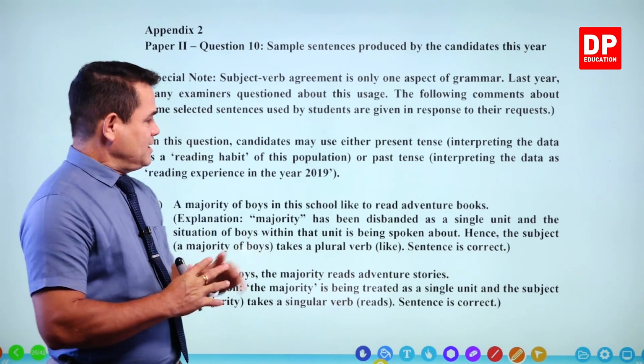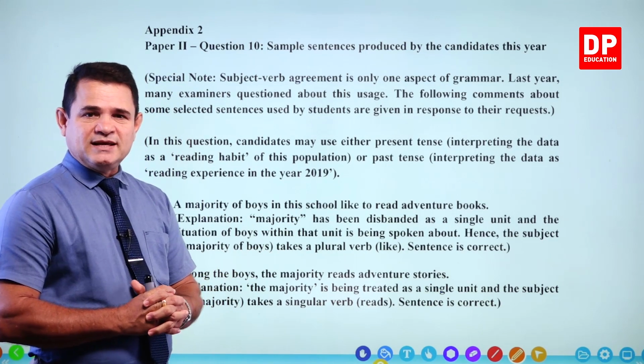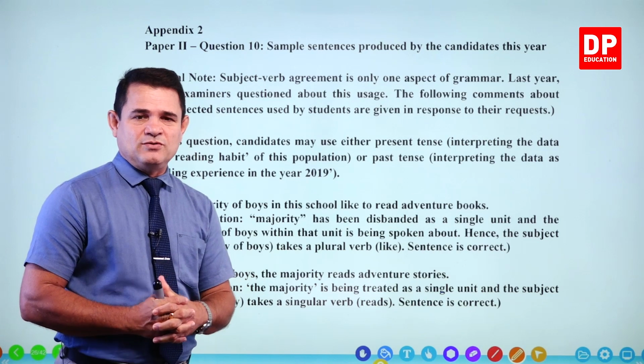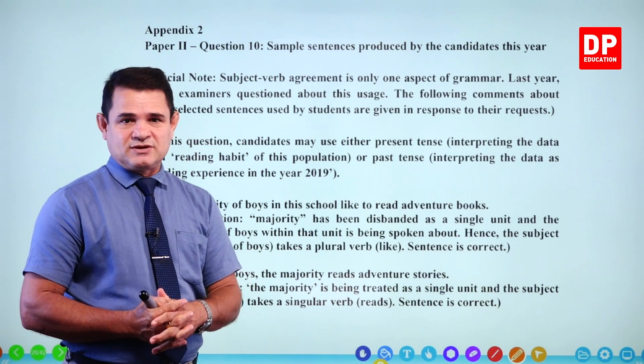So now let's see some of the sentences found from the answer scripts.